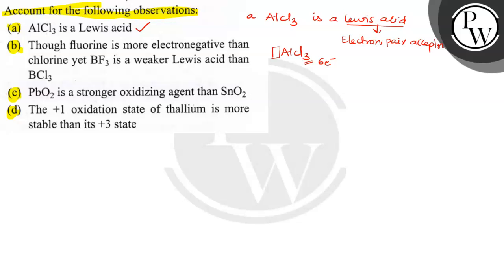Next, B statement देखेंगे. So B statement में क्या दिया है? Though fluorine is more electronegative than chlorine, BF3 is a weaker Lewis acid than BCl3. फ्लोरीन मोर इलेक्ट्रोनेगेटिव है, मगर BF3 में लुईस एसिडिक स्ट्रेंथ कम है. क्यों? सो लेट अस सॉल्व दिस. In BF3 this is sp2 hybridization, planar shape. Already it forms 3 bonds. So boron has how many electrons? Only 6. So it is a deficit of 2 electrons.